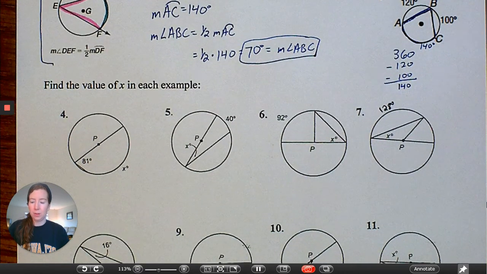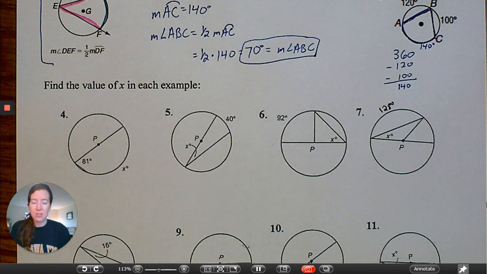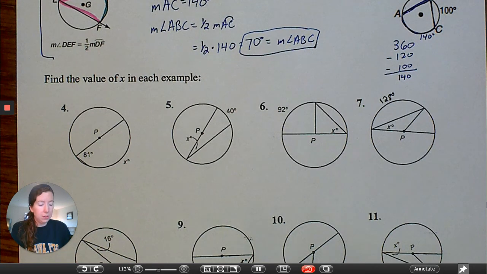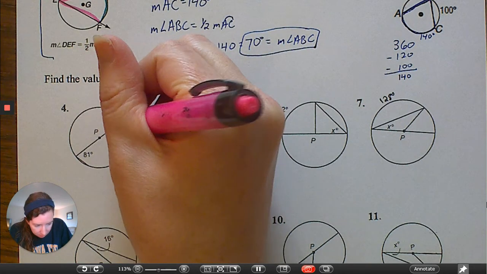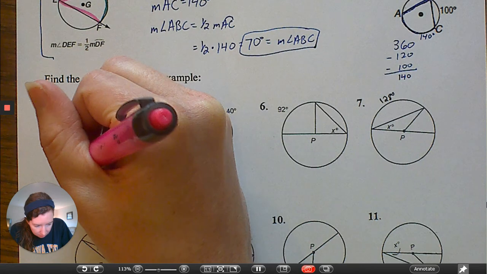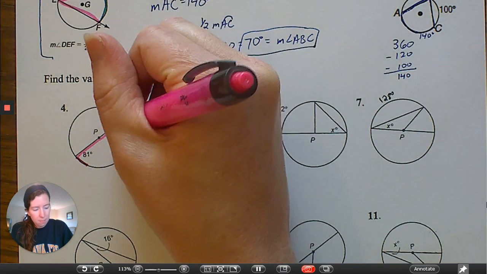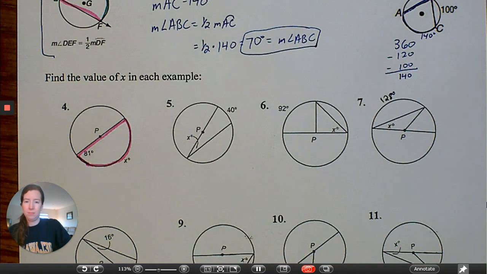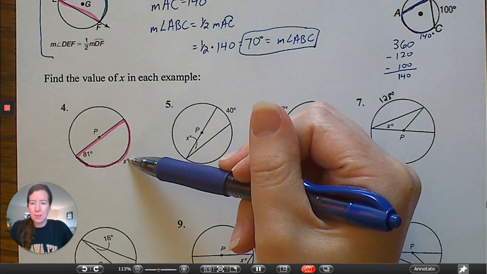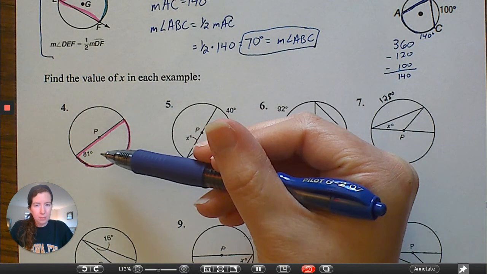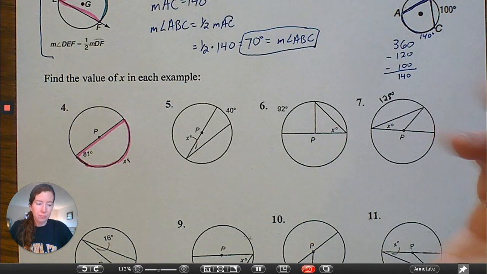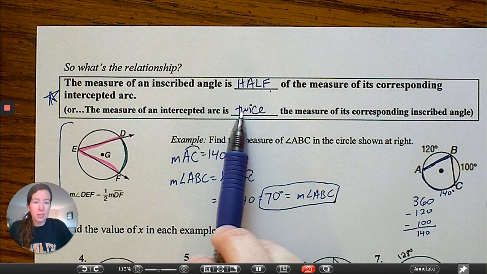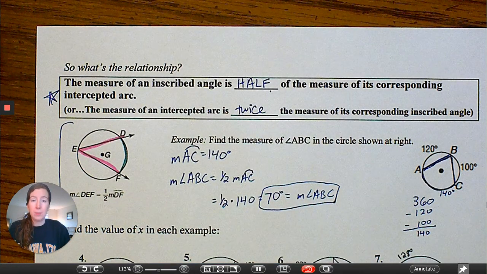Looking at number 4, find the value of x in each example. These are all inscribed angles. They look a little wonky, some of them, but they really are. So this 81 goes with this angle right there. It's an inscribed angle. And then x is the arc. So I need to ask myself, is x going to be half of 81 or twice as large as 81? If I look up here, the measure of an arc is twice the measure of its corresponding inscribed angle. So it's going to be twice. I need to double it.